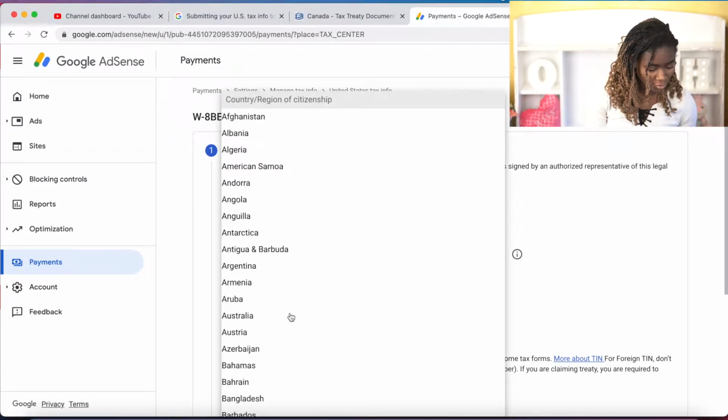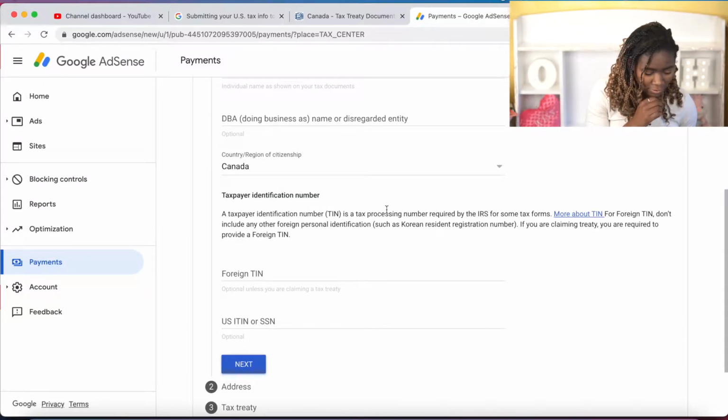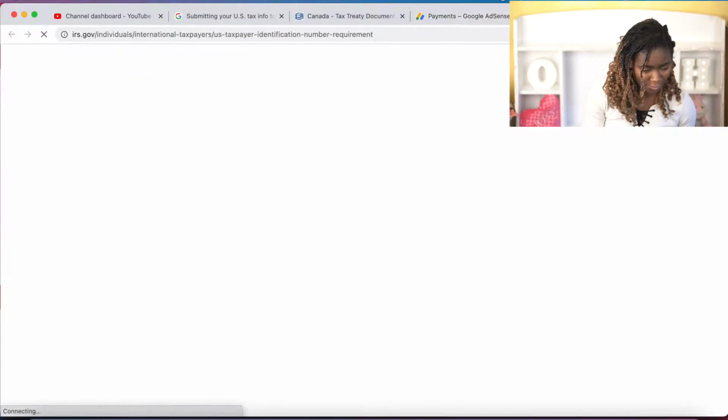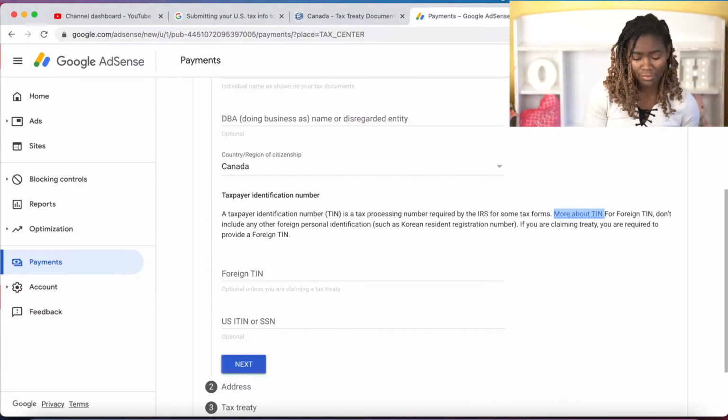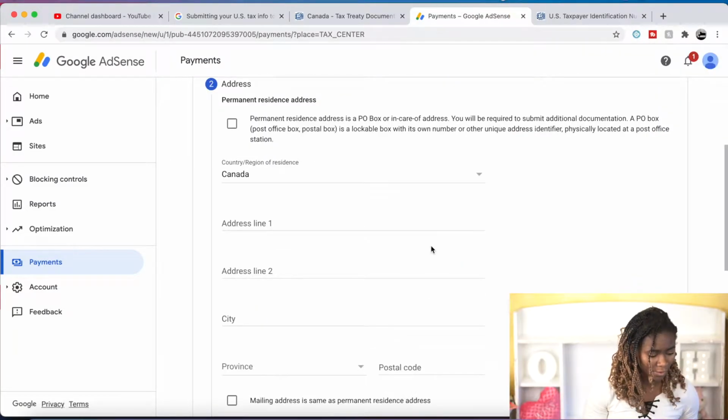Country/region of citizenship is Canada. A taxpayer identification number is a tax processing number required by the IRS for some tax forms. For foreign tax information numbers, don't include any other foreign personal identification. If you're claiming treaty, you're required to provide a foreign TIN. I need to read more about that because I'm not exactly sure. Okay, so I think I know what my TIN would be, so I'm going to put that in real quick. Next. Okay, and then fill out my address.